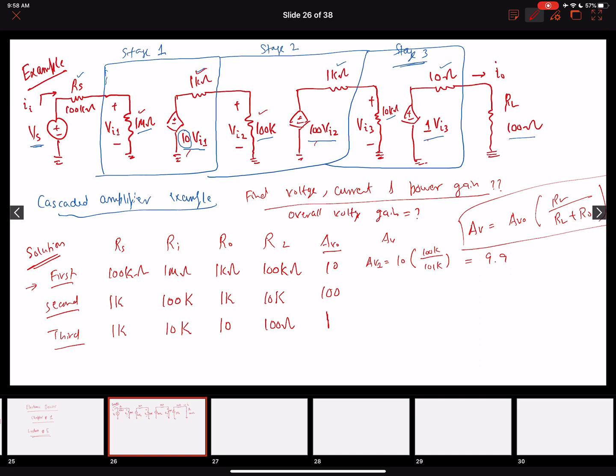The answer will be 9.9. Similarly, for AV2, put down all the values, 100 times 10K divided by 11K, and the answer comes out to be 90.9. And similarly, for AV3, the answer will come out to be 100 over 110, which is 0.909. So these are the values of the gains of the 3 stages of the amplifier.